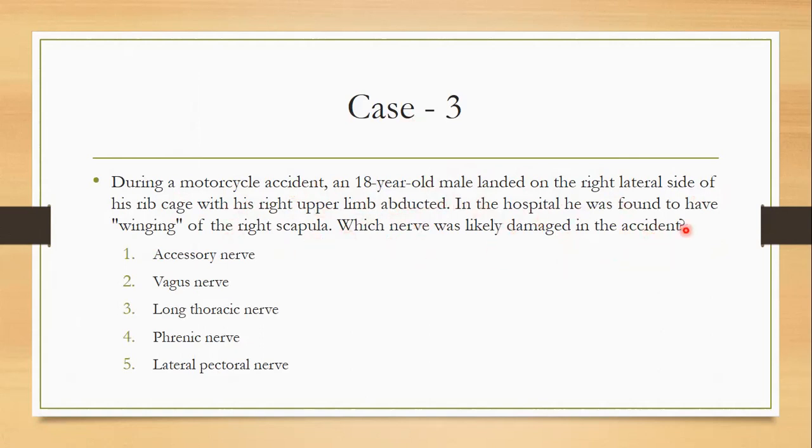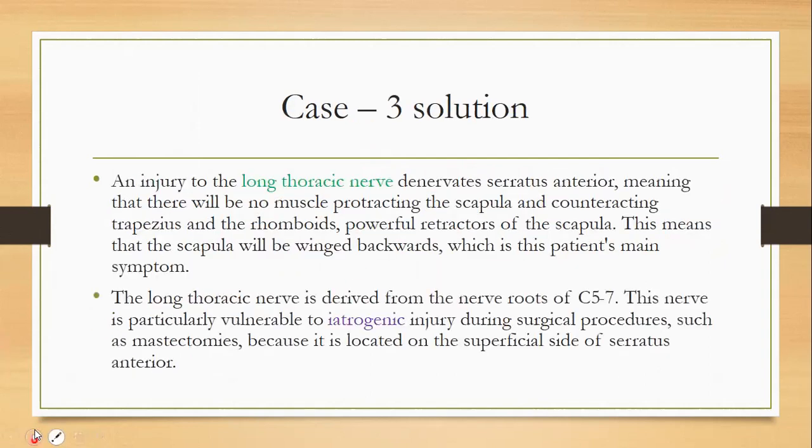damaged in the accident? So usually winging happens when a muscle is not able to contract properly and allow proper protraction and retraction of the scapula. So the answer for this one is long thoracic nerve, and let me explain why. See, the long thoracic nerve supplies the serratus anterior muscle, but in this injury, it is denervated. So the muscle can't protract the scapula, and therefore trapezius and rhomboids will take advantage and retract the scapula more powerfully, and that is why the patient's scapula will be winged backwards.